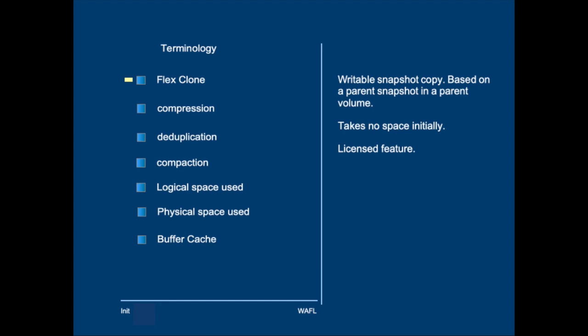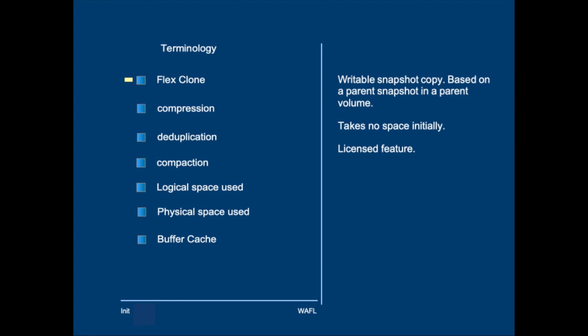First, flex clones. A flex clone is a writable snapshot copy. So a flex clone is a new volume that is based on a parent snapshot in a parent volume, of course in the same aggregate. Initially, the snapshot creation does not take any space in the aggregate until the client starts to write data to the clone. Flex clones are a licensed feature.